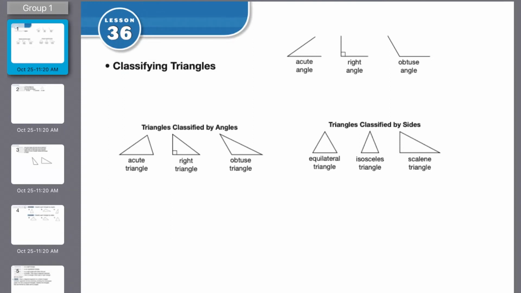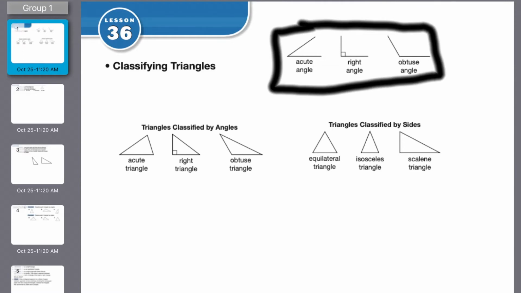All right, 5th grade, classifying triangles for lesson 36. So you have already learned the different types of angles. You have acute, you have right, and you have obtuse angles. That's one way to classify triangles as well.